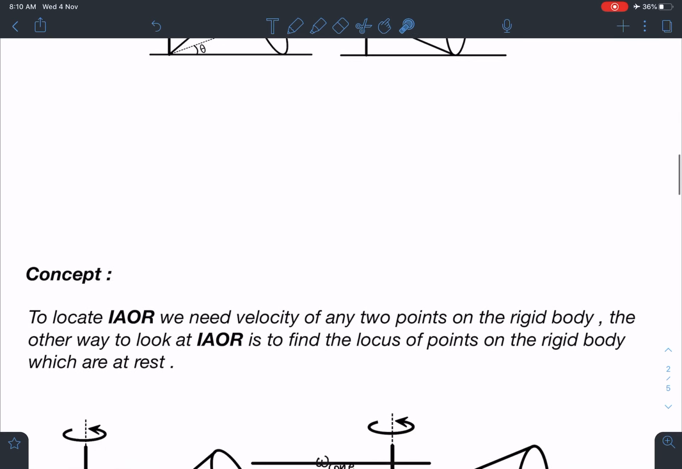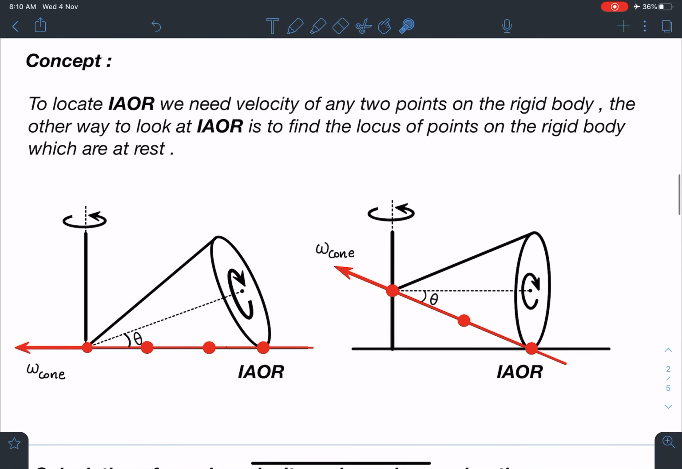So let's discuss the concept part of this problem. First we are going to try to locate the instantaneous axis of rotation. To locate the instantaneous axis of rotation, either we need the velocity vectors of any 2 points on the rigid body, then we drop perpendiculars on those velocity vectors. The intersection point must be the instantaneous axis of rotation, in order to have the common omega. So that will be about the IOR, and whatever the omega is, that is going to be the omega of the body. The other way of looking at the instantaneous axis of rotation is to find the locus of all the points on the rigid body which are at rest.